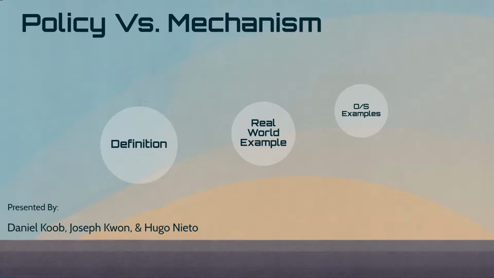Operating system is an amazing software that makes our lives easier, but just as our lives are managed by rules and regulations, the operating system is managed by policies and mechanisms. We'll explain what they mean and demonstrate some real-life and OS examples so you can understand these two key concepts better.